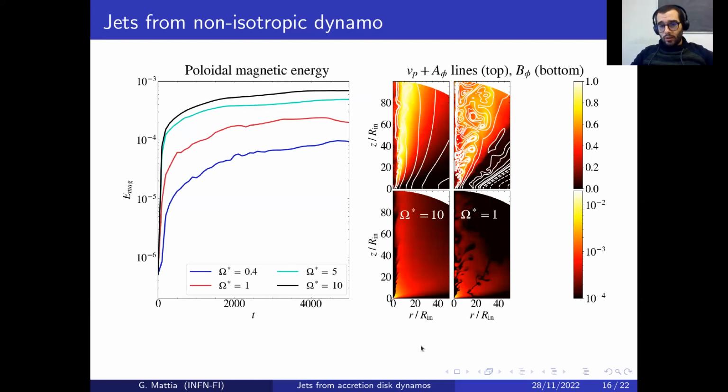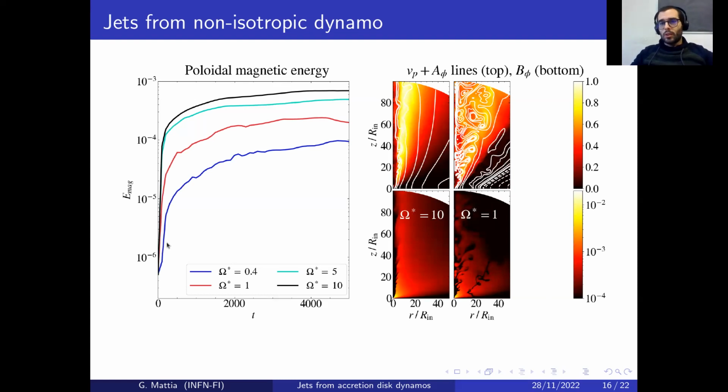If we decrease the value, for example, to 1, we see that the R and theta components start playing a stronger role. So we have anti-aligned loops and formation of dynamo inefficient zones. And you can also see it here in the toroidal magnetic field, because as I mentioned before, the magnetic field cannot really be amplified in these zones.